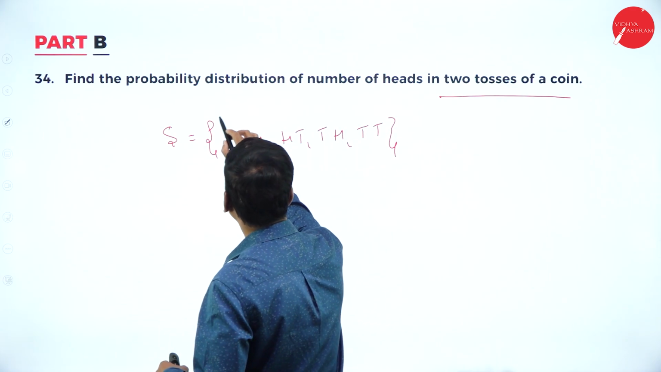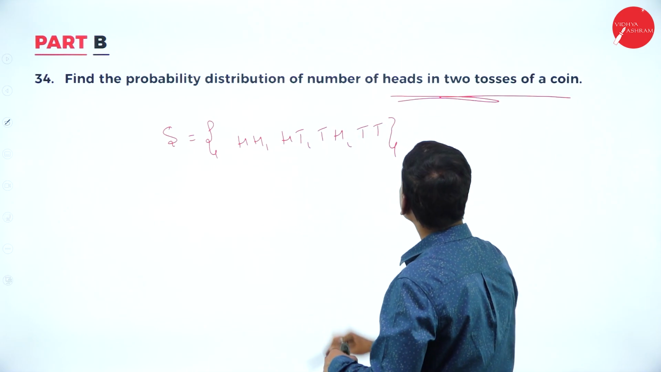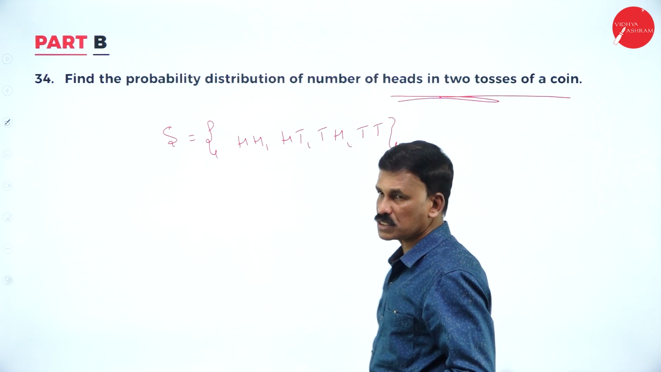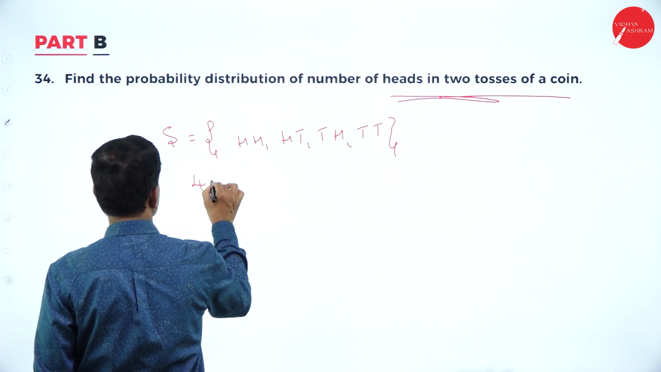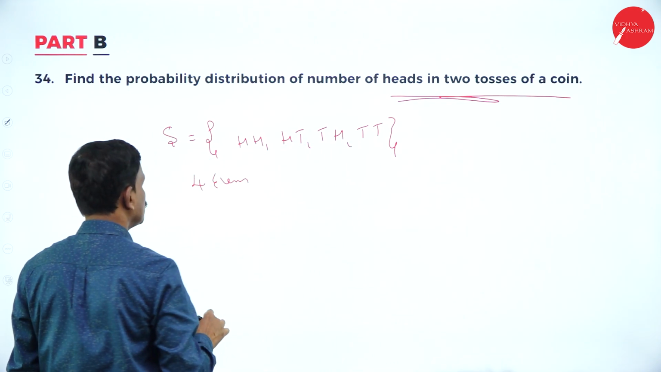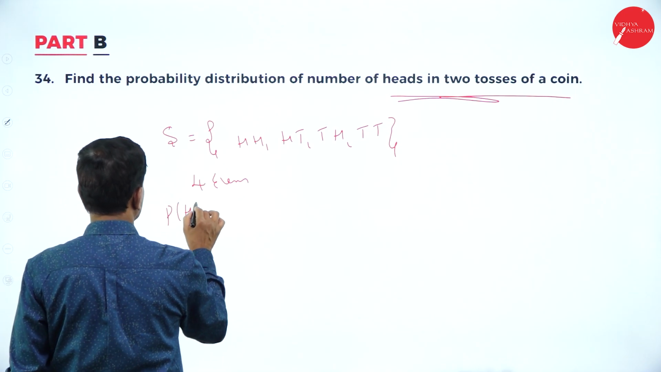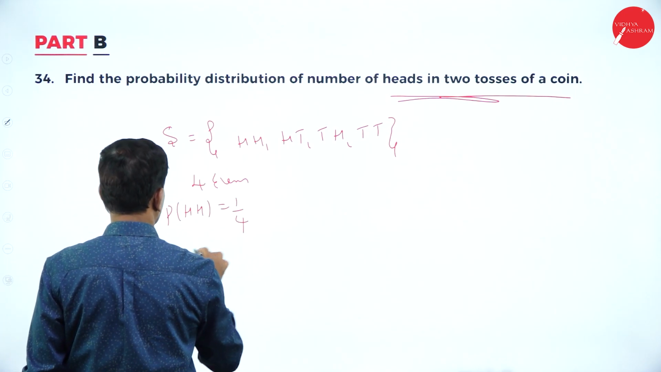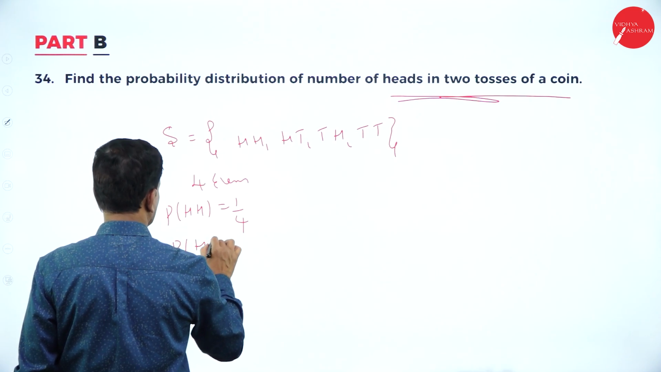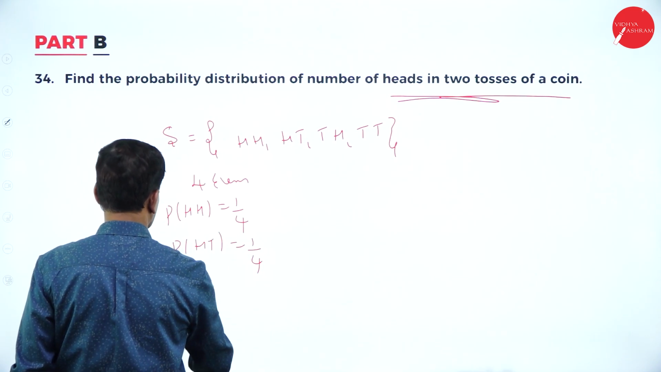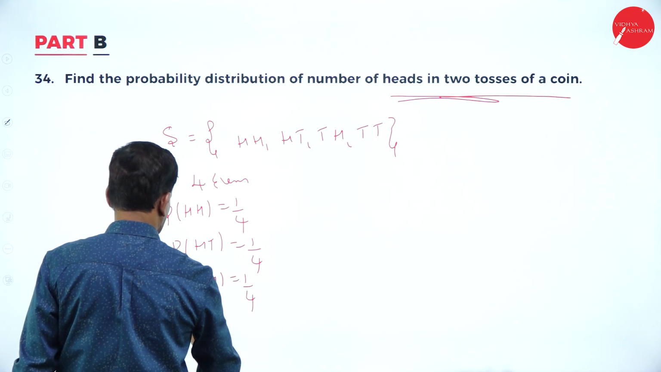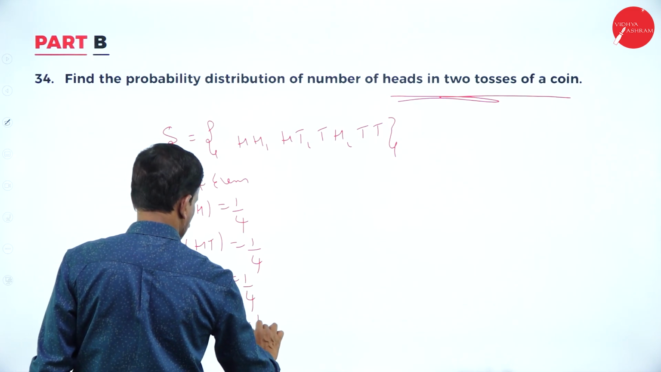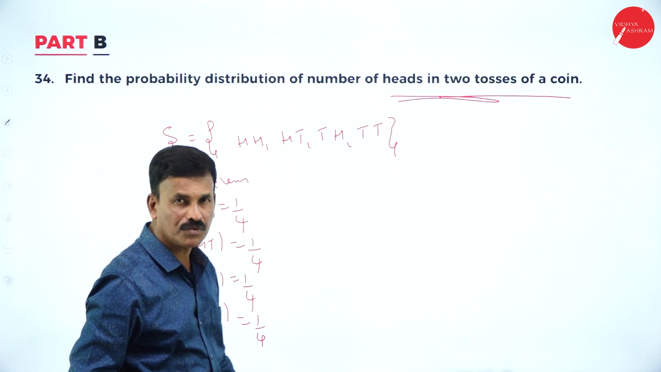Now, to find the probability distribution of number of heads in two tosses, since there are 4 events, the probability of H and H is 1 by 4. Probability of H and T is also 1 by 4. Probability of T and H is also 1 by 4. Probability of T and T is also 1 by 4. Each is 1 event out of 4.